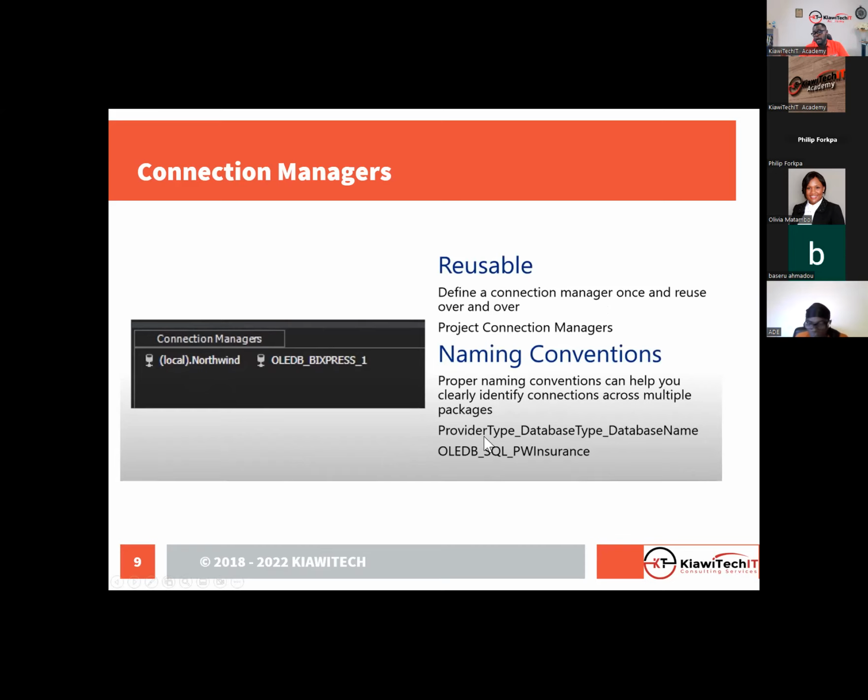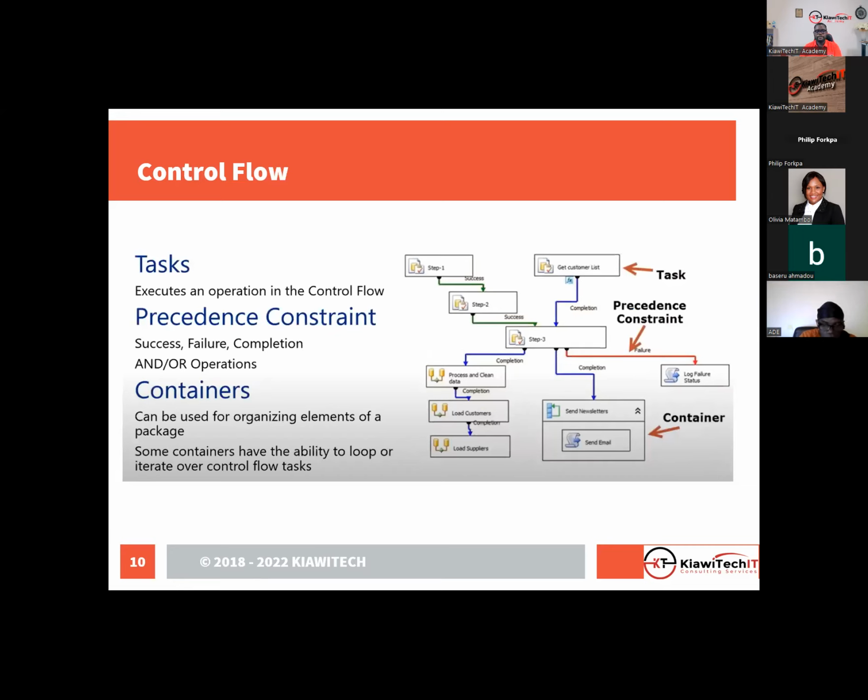For example, here, a provider type, maybe SQL Server, the database I may want to be connecting to, which is MS SQL database. The database name, maybe Adventure Works 2019, and is it an OLE DB, and where is it moving the data to, or what is the data source? So giving a proper name helps you to identify connection managers. Like I said, you have to create a connection manager for where the data is coming from, which is the source, and also a connection manager for the destination.